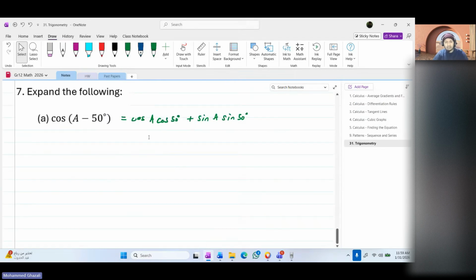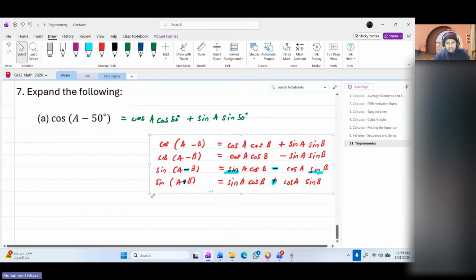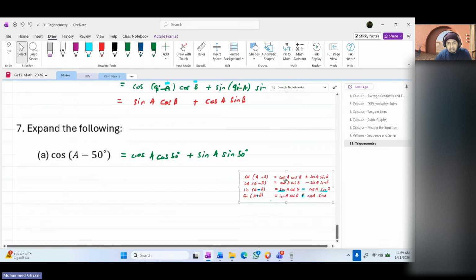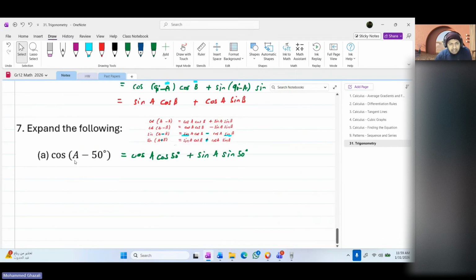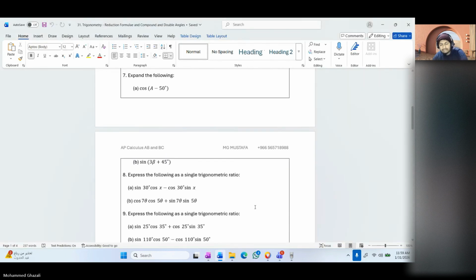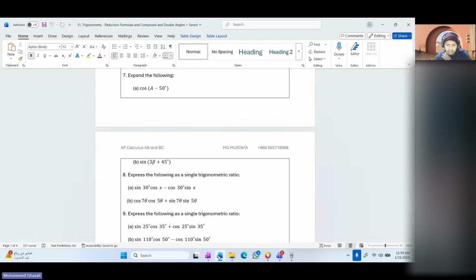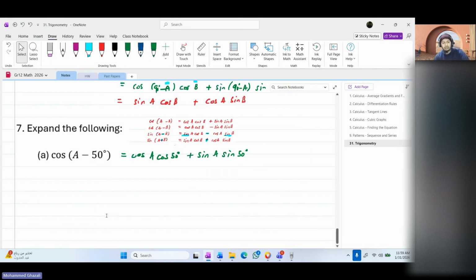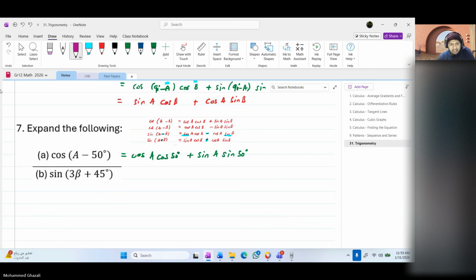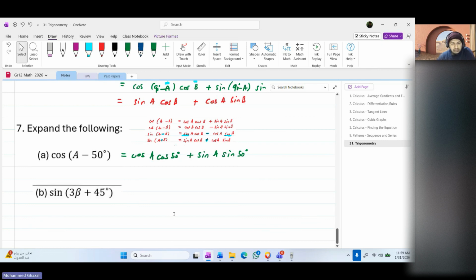Right, so I'll paste it here, keep on pasting it here. So let's see. Remember what we wanted? We wanted to know what is cos A minus B. So cos of A minus 50 is cos plus sine. Let's look at the second one. Now you must not only expand, you must expand and try to simplify as well. When will you simplify? When they are special angles. So let's look at part B, the second part of the problem.